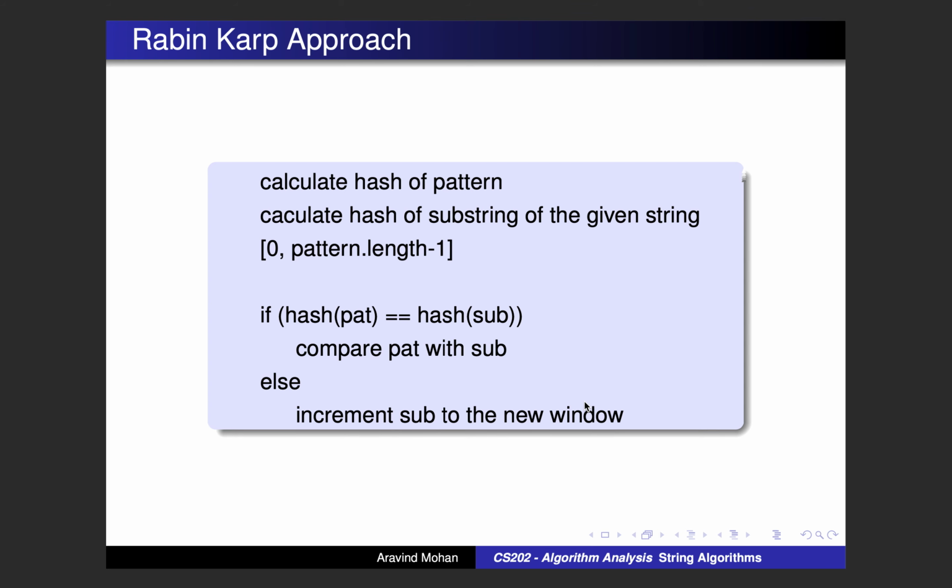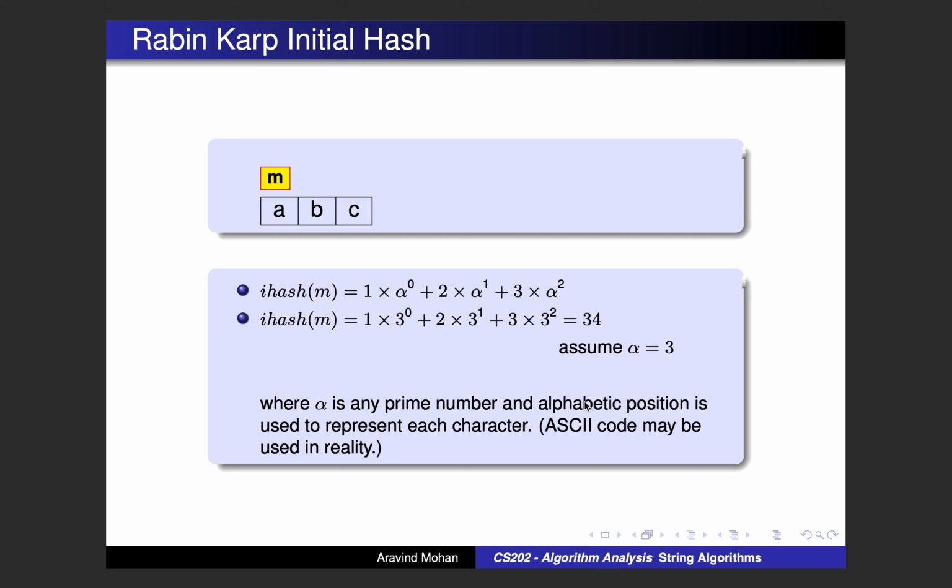Clearly, the Rabin-Karp algorithm has the potential to be a linear running time when it comes to the substring search problem. The idea is we calculate the hash of the pattern and the substring, and we extract substring by substring from window to window. If the hash of the pattern matches the hash of the substring, then we do the compare, else we increment to the new window. We will look first at how to generate an initial hash, and also at what's known as a rolling hash.